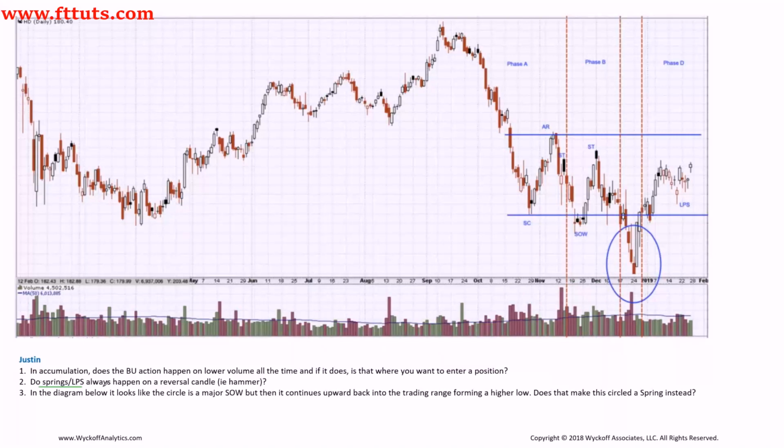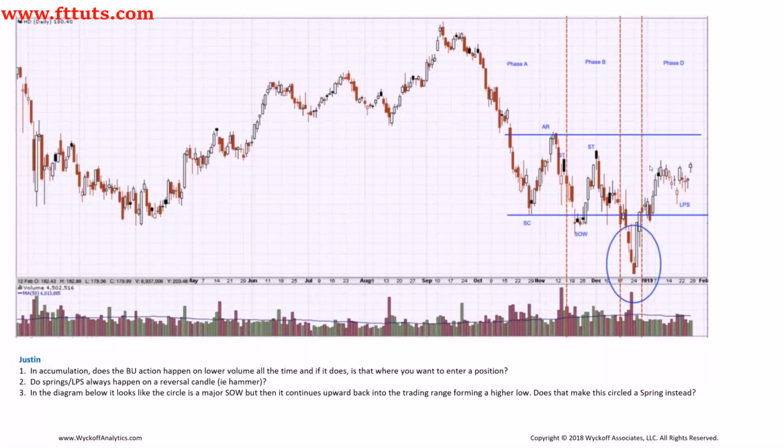Do springs and LPS always happen on the reversal candle? For example, a hammer. There are so many ways how that could happen. You could have a hammer, you could have just a bar that's going to close over the body of the previous bar. There are so many ways of how a reversal could happen. We will be studying that later on in the fourth month.